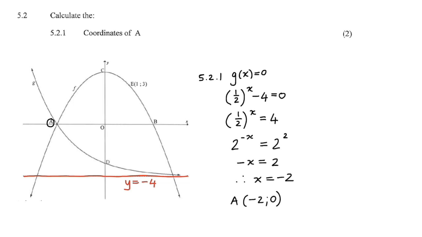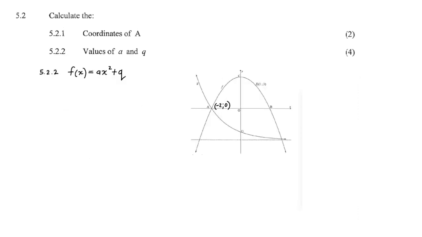Let's take a look at the marks allocation. You will get 1 mark for correctly solving for x by equating the function to 0, and 1 mark for correctly stating the coordinates of A as (−2, 0).